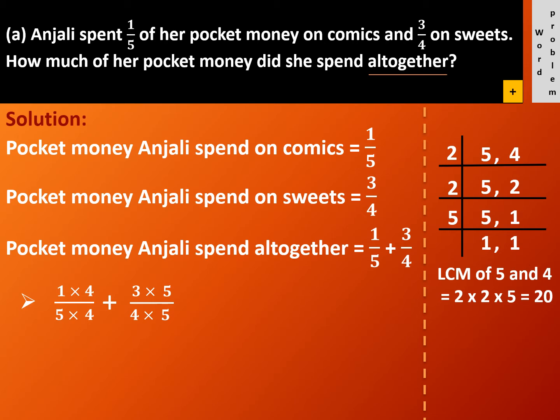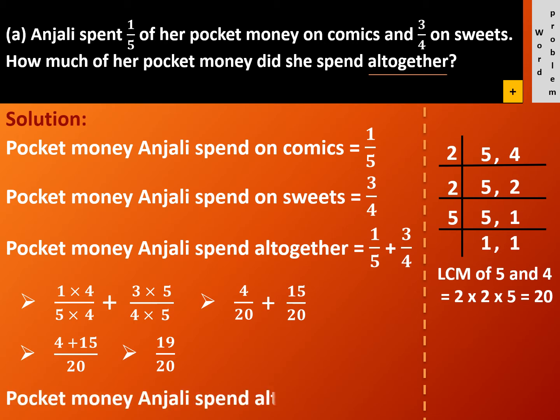Do the multiplication. 1 4s are 4 and 5 4s are 20. So the first fraction is 4/20. Then write the plus sign as it is. 3 5s are 15 and 4 5s are 20. So the second fraction is 15/20. See, the denominators are same, so we can easily add the fractions. So add the numerators. 4 plus 15/20, which gives us 19/20. So the last statement is pocket money Anjali spent altogether is 19/20.